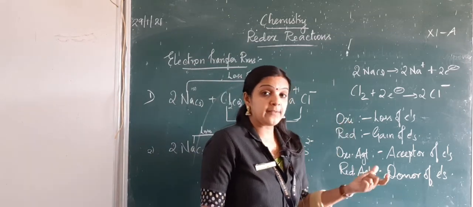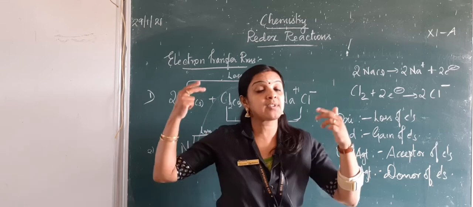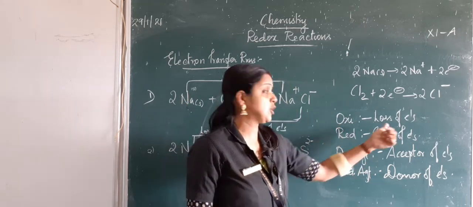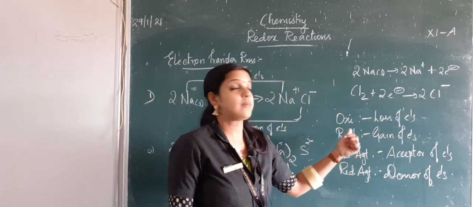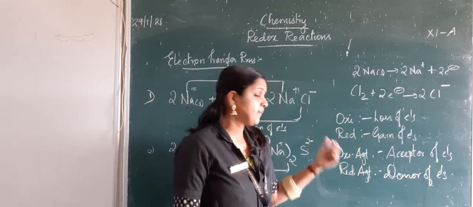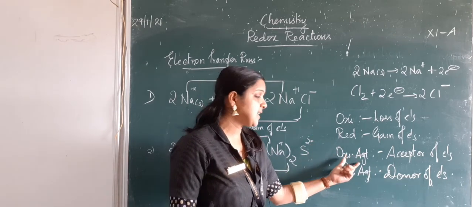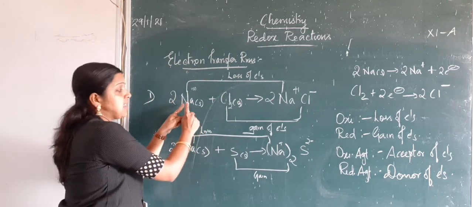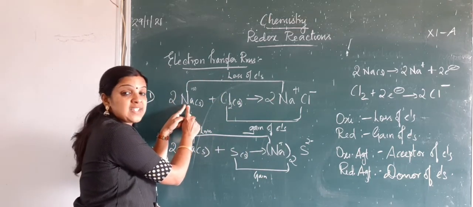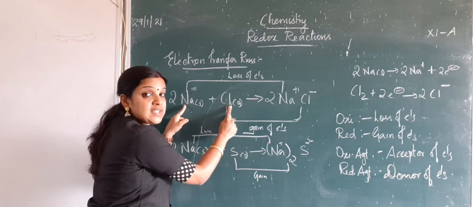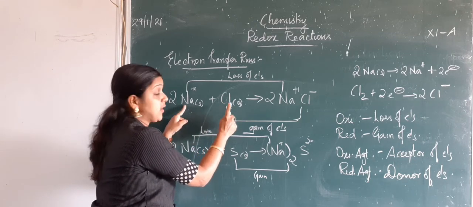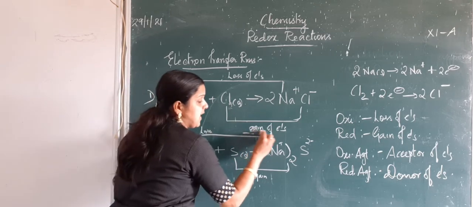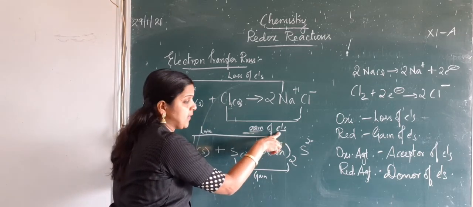So in proper definition of oxidation and reduction, apart from the 4 definitions that we have learnt, oxidation can be referred to as loss of electrons, reduction can be referred to as gain of electrons, or I can also say an oxidizing agent should be an acceptor of electrons. If you see here, sodium is undergoing oxidation. Chlorine is an oxidizing agent. This oxidizing agent is accepting the electrons, that is gain of electrons.